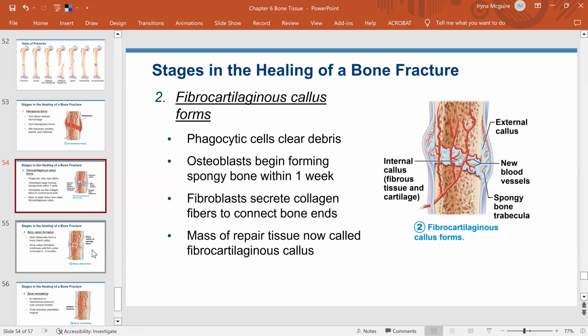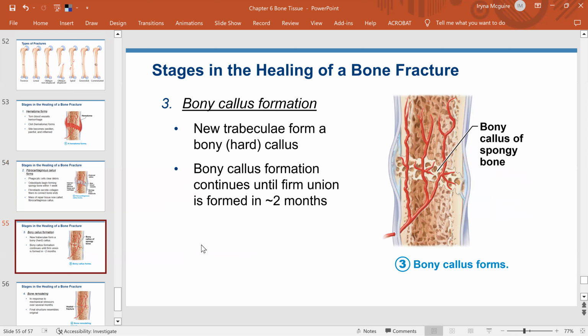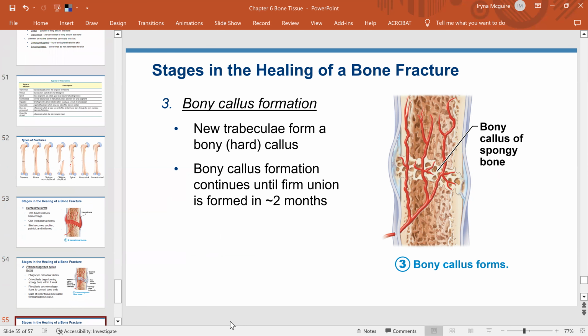So that's what we have, replacement from week 1. Within 2 months, we start replacing this cartilage by bone. Okay.